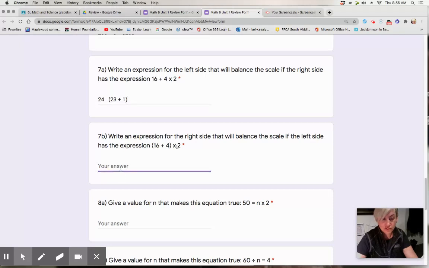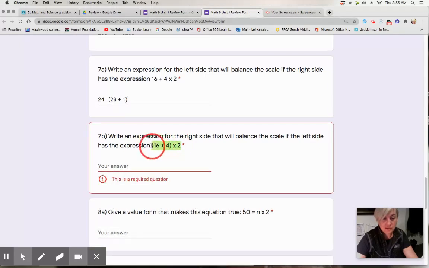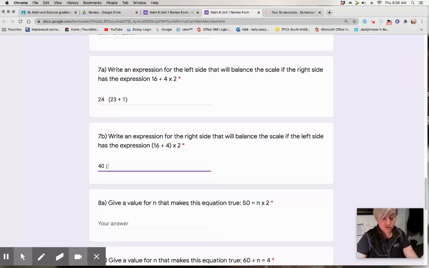For this question, it is the same numbers, but this time you have brackets in the question. So that means do 16 plus 4 first, which makes 20. Then 20 times 2 makes 40. So you have to write anything that's going to equal 40. Let's do division. How about 120 divided by 3? That is an expression. It has numbers and an operation, and it is going to equal the same thing as the left side, which is the value of 40.